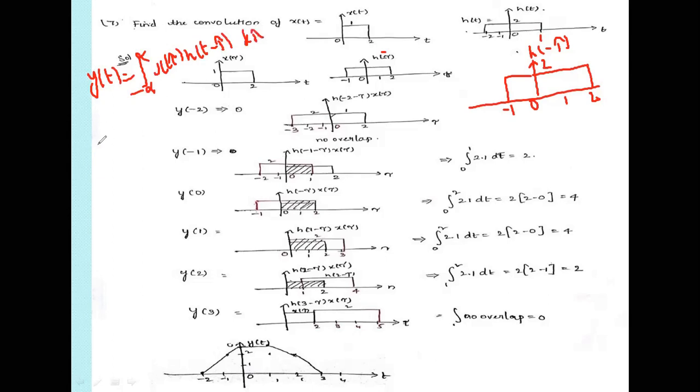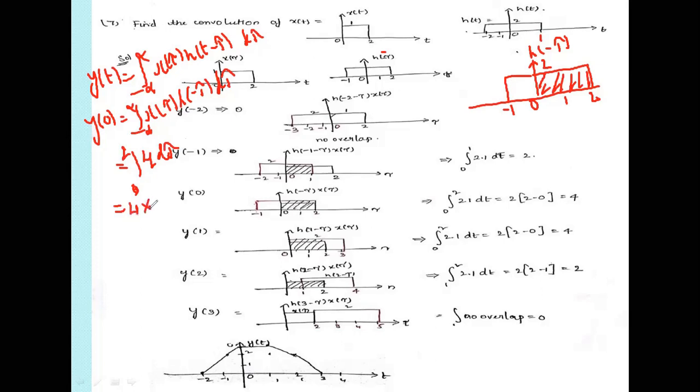Okay. So y of 0, if now I am taking, y of 0 is equal to the integral from minus infinity to infinity of x of tau, h of 0 minus tau d tau. What is the y of 0? The overlapping occurs from 0 to 2 here also. The integral values become 0 to 2, both the magnitude is 4, into d tau.